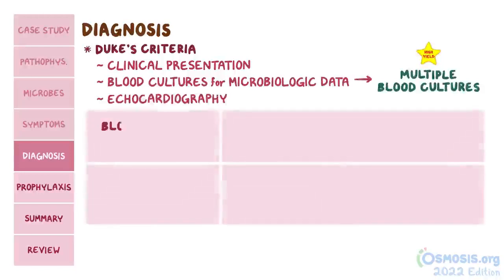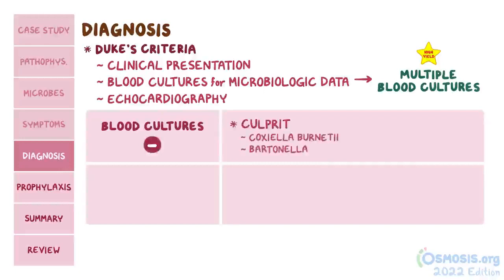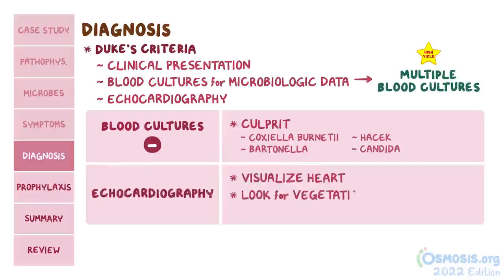Next, remember that if the blood cultures are negative, then the culprit may be one of the following: Coxiella burnetii, Bartonella, a bacteria from the HACEK group, or fungi like Candida. Echocardiography can also be used to visualize the heart and look for vegetations or more subtle clues like abnormal valve movement.